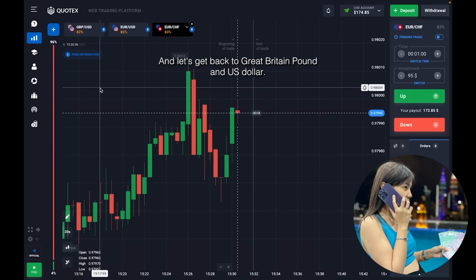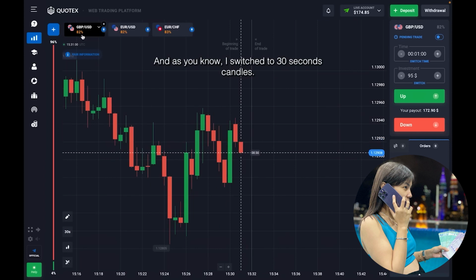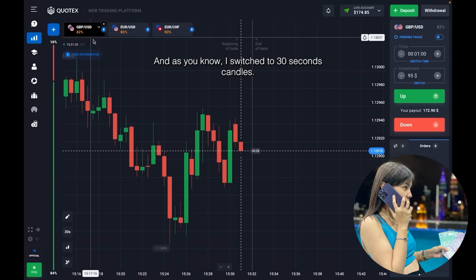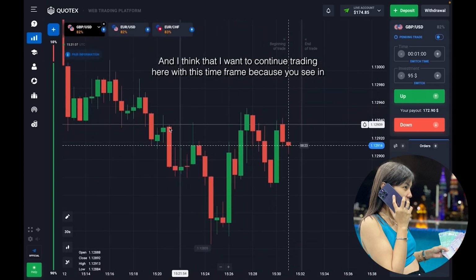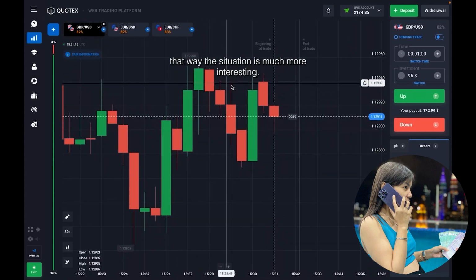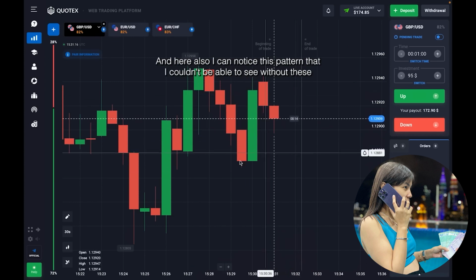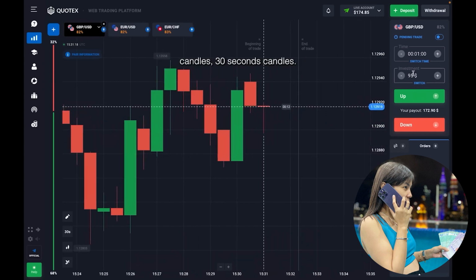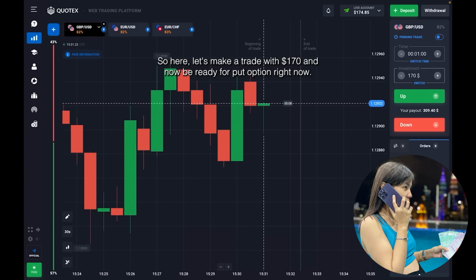and let's get back to Great Britain pound and US dollar. We haven't traded here yet, and as you know, I will switch to 30 seconds candles. I feel that I want to continue trading here with this time frame, because you see, in that way the situation is much more interesting. Here also I can notice a pattern that I wouldn't be able to see without these 30 seconds candles. And let's make a trade with $170, and now be ready for put option right now.